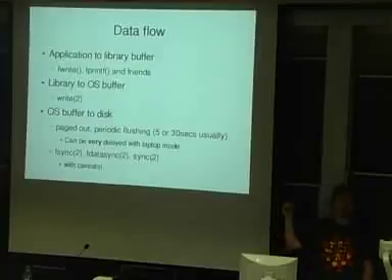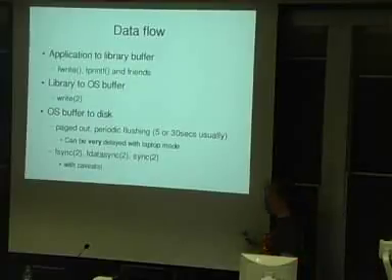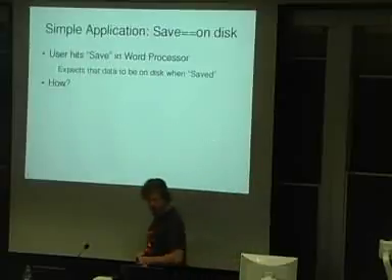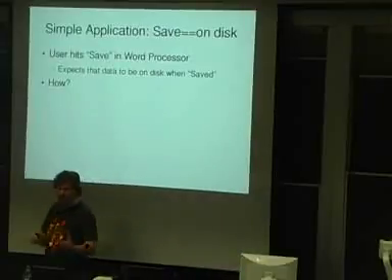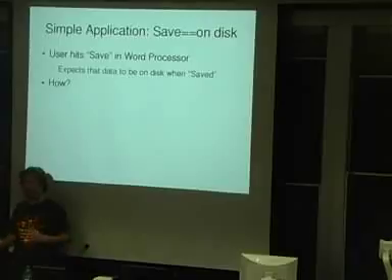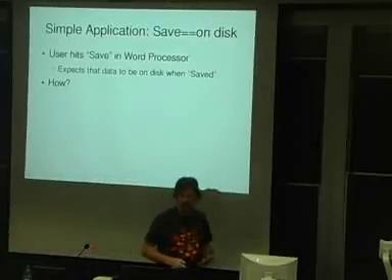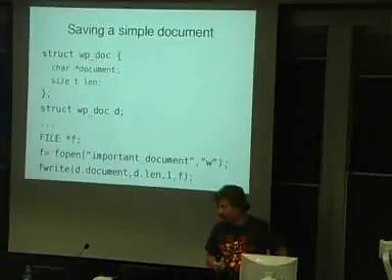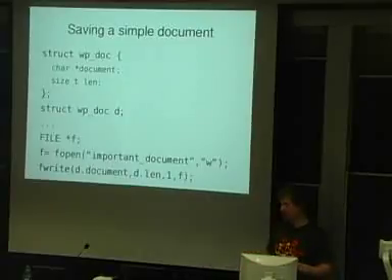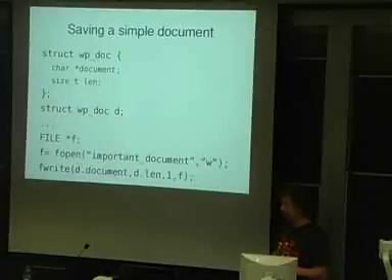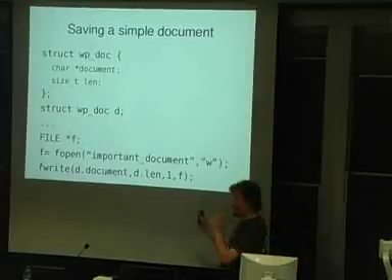We'll in fact be going through an implementation of fsync, a POSIX compliant one, so it may hurt your brain, but it's remarkably simple. So let's have a look at some code for doing a simple application save to disk. A user may hit save in a word processor or some application and expects this to be on disk. So let's grab a simple structure, open the file that we want to save, let's say important document, and fwrite it out.